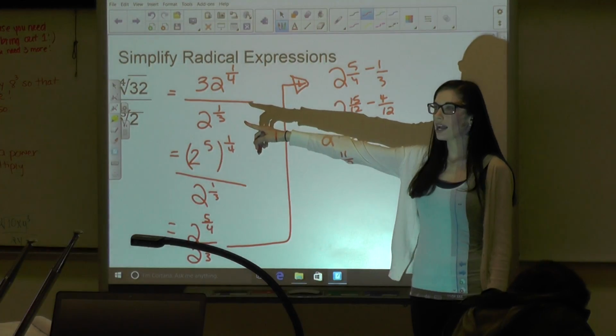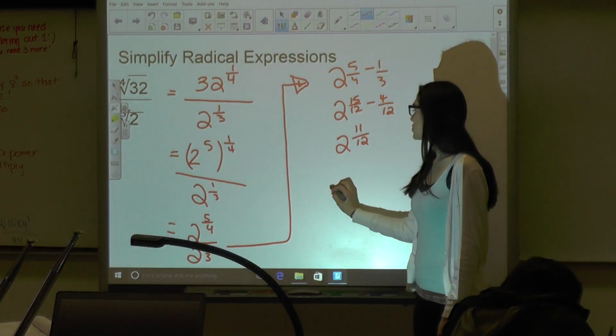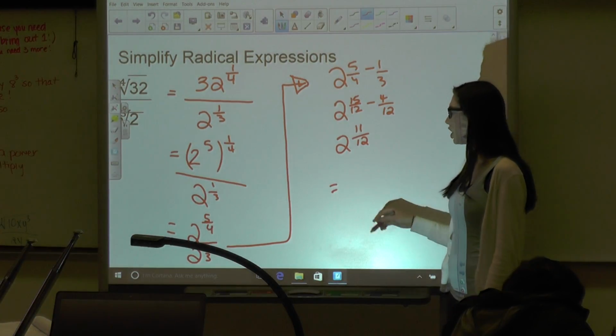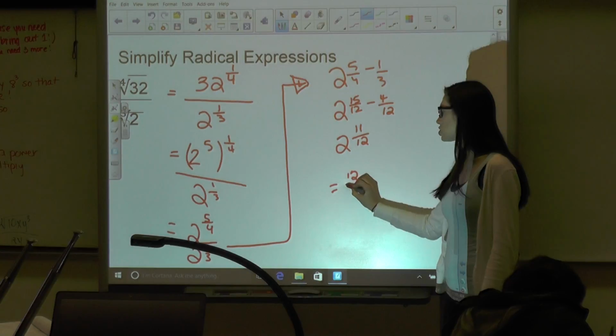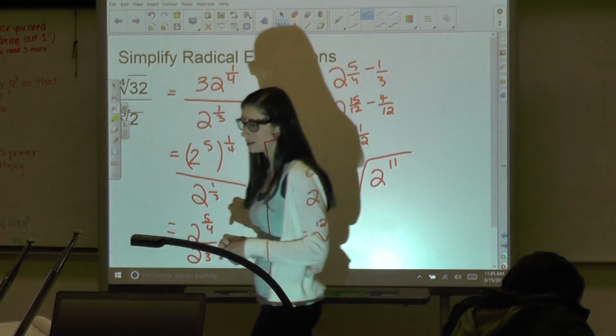You started in a radical, so you have to end in a radical. Top on inside, bottom on outside. So this is the 12th root of 2 to the power 11.